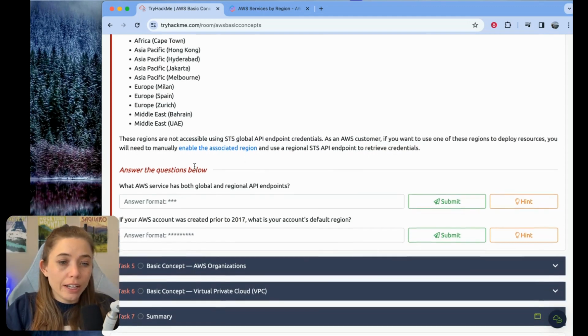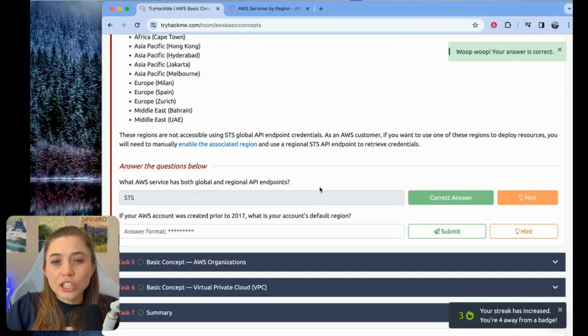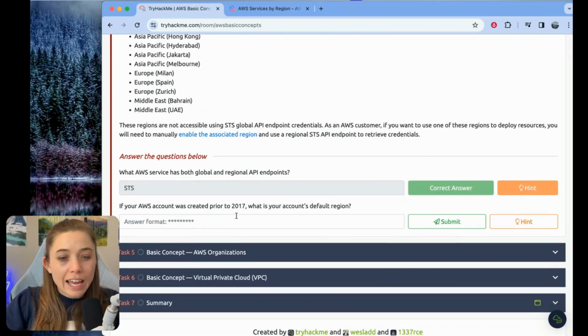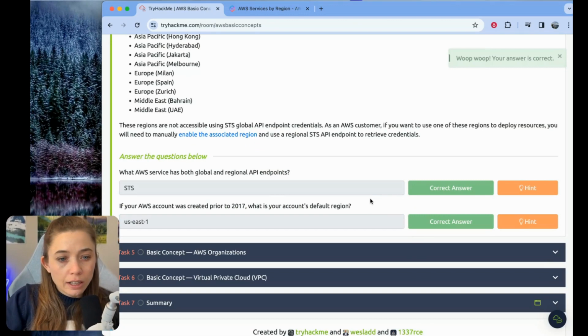Okay, so here are the questions for task 4. What AWS service has both global and regional API endpoints? That's what we were just talking about. So that would be STS, which stands for Security Token Service. And if your AWS account was created prior to 2017, what is your account's default region? So that would be US East 1, the OG region.